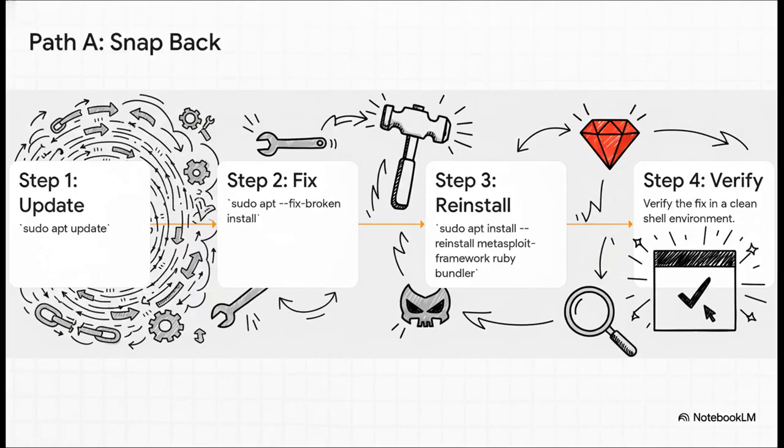Let's walk through Path A, the snapback. First, the basics. Update your package lists and fix any obviously broken dependencies. But step 3 is the magic bullet. You're telling the package manager to reinstall Metasploit, Ruby, and Bundler from the official source. This just paves over any conflicting versions. And that last step is crucial. You verify it works in a totally clean environment. That env -i command. Make sure your old broken path from your current session isn't tricking you into thinking it's still broken when it's actually fixed.